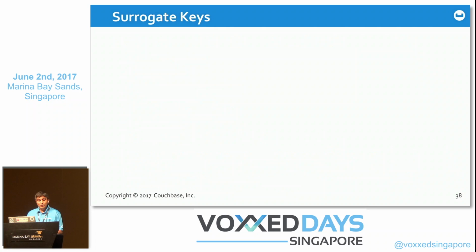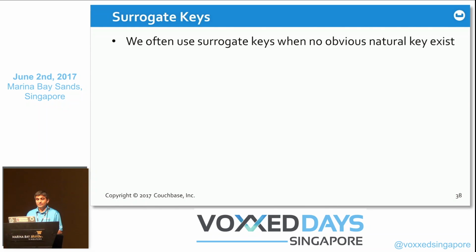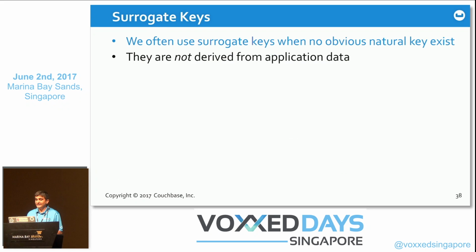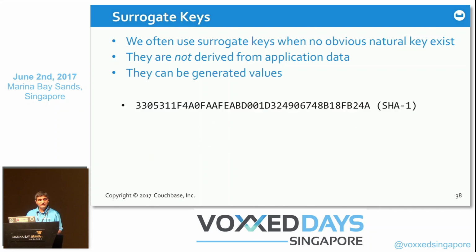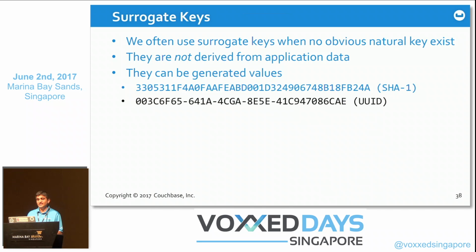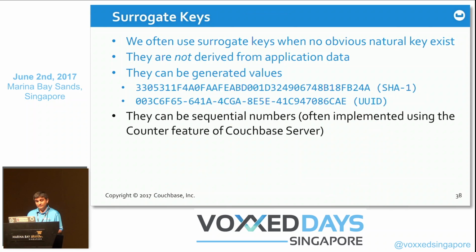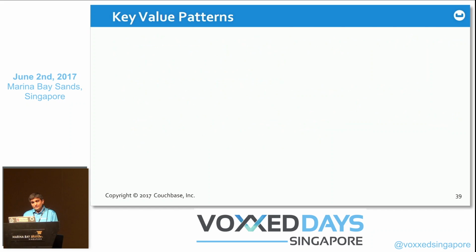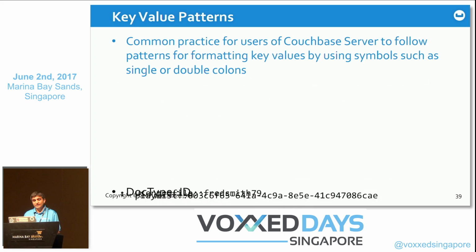When there is no obvious natural key, you can have a surrogate key as well. That is not derived from your application data. They can be generated values. Examples are SHA, UUIDs, or Couchbase also supports atomic counters, just like your sequences. So there are various key value patterns that we actually use.